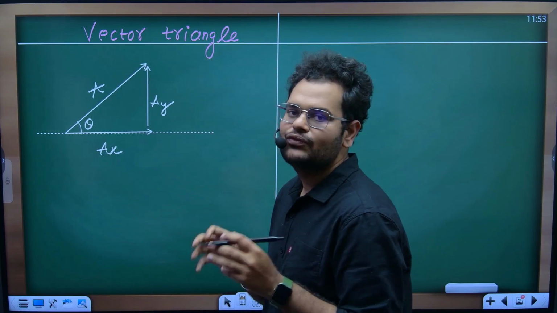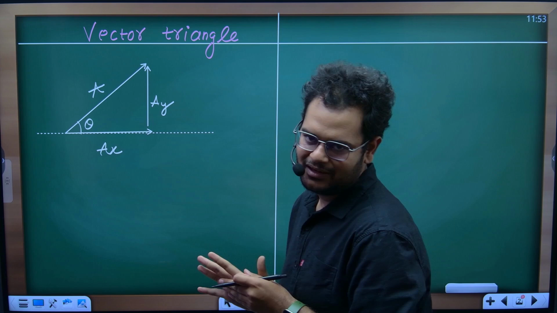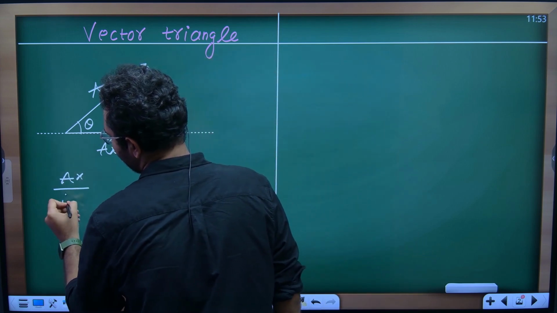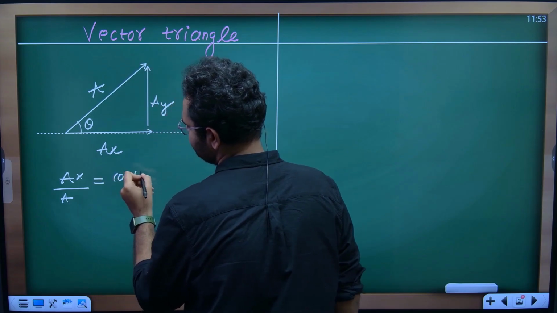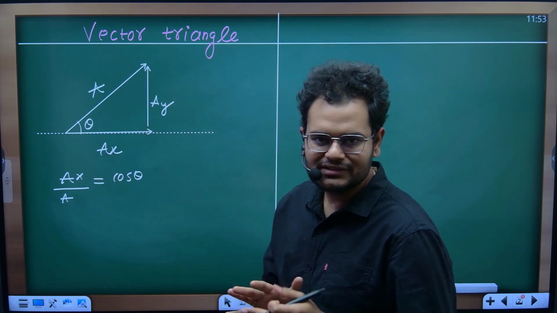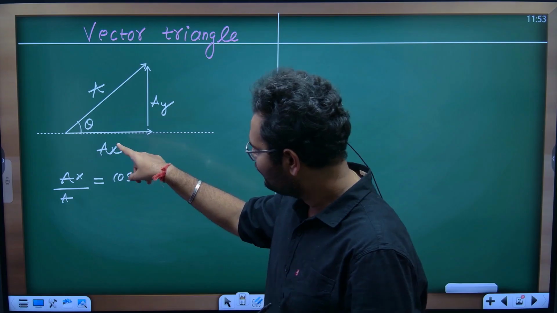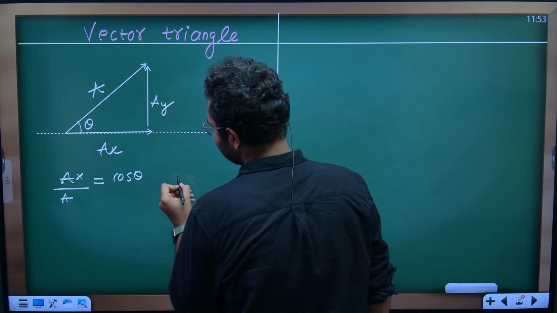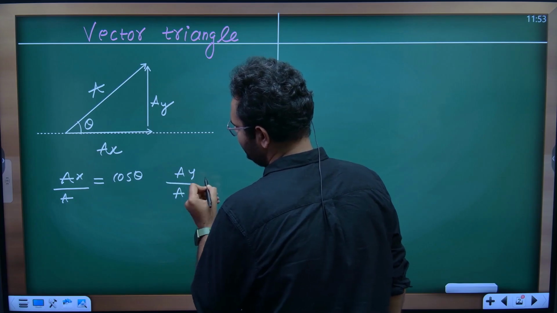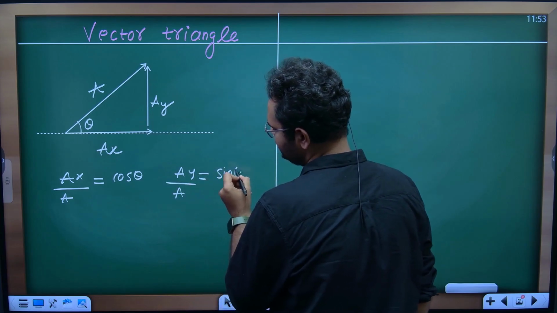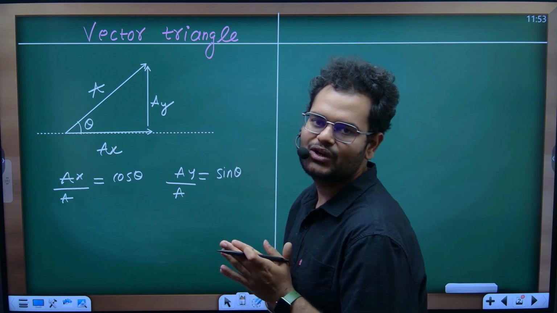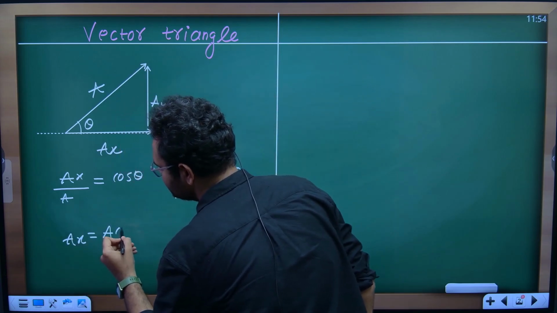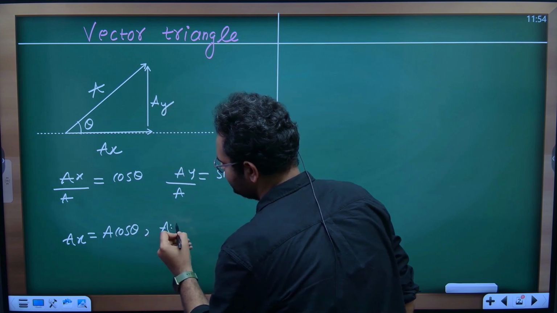For that, you need to understand the vector triangle. Basically, you tell me ax upon a is cos theta. Are you getting this or not? Base upon hypotenuse is cos theta. Why are we writing this? Because I want to find ax in terms of a and theta. Similarly, can I say ay upon a is equal to sin theta? 100% sir, you can say. Height upon hypotenuse is what? Sin theta.